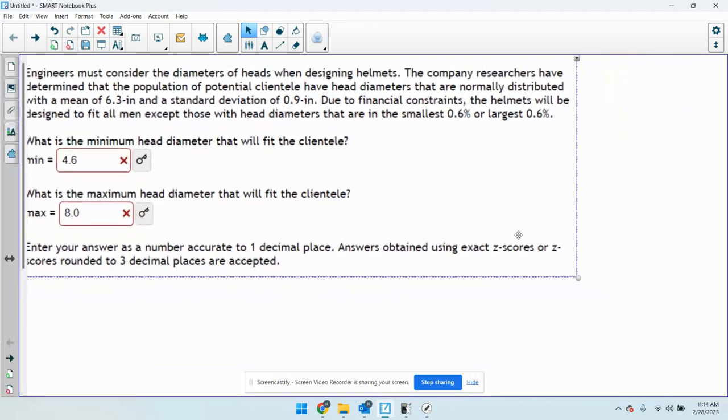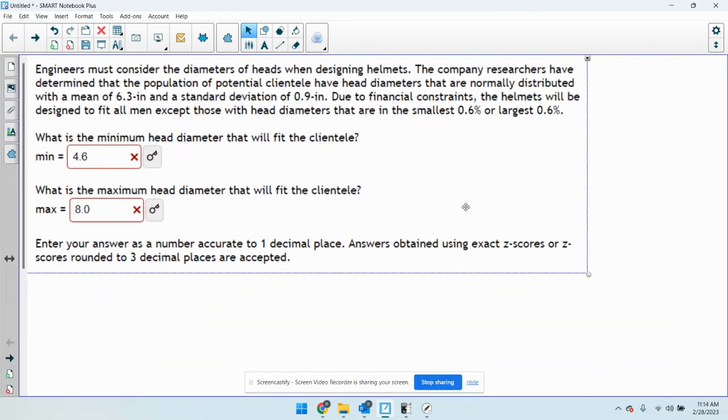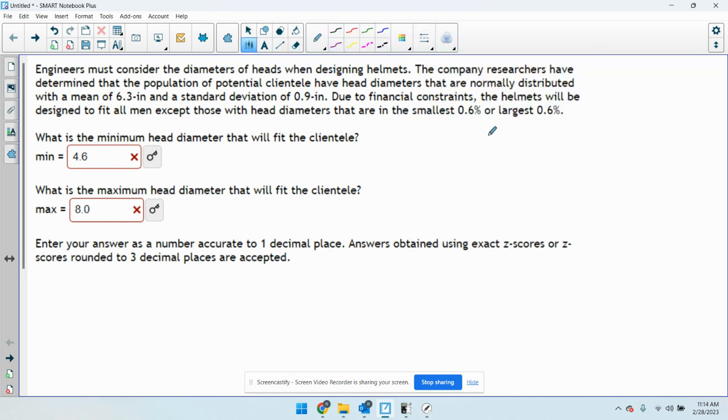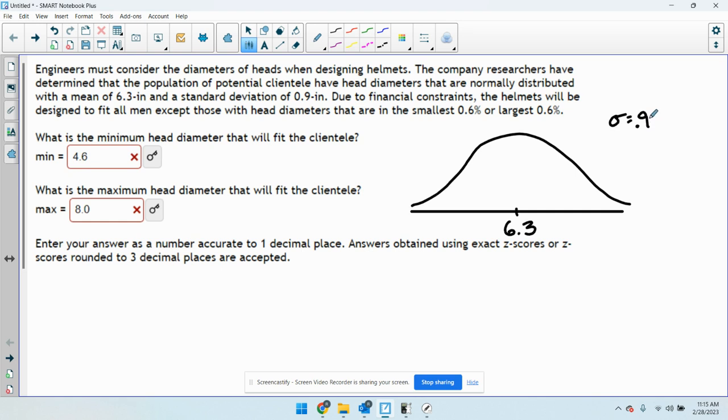All right, so this says engineers must consider the diameters of heads when designing helmets. The company researchers have determined that the population of potential clientele have head diameters that are normally distributed with a mean of 6.3. So if I were to draw the normal curve here, it's going to look something like this, 6.3 right in the middle. Standard deviation of 0.9, I'll just put that off to the side.